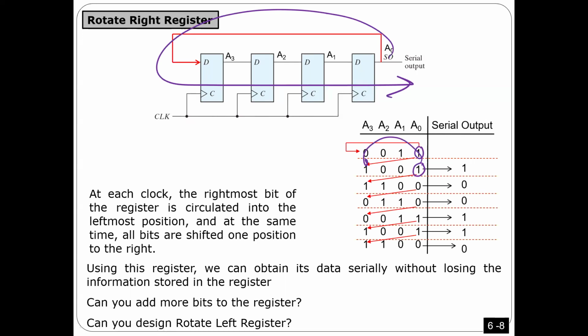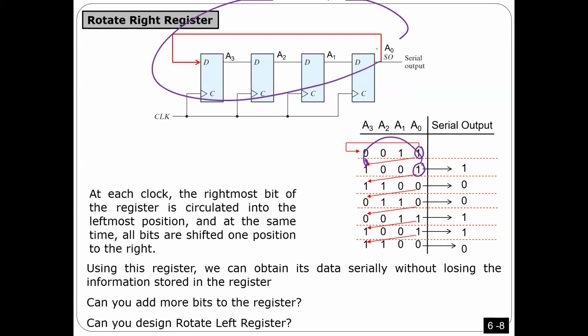When you shift to the right, you rotate right. In case of rotate left, it has to be this way. How can you make it? It's very simple. Everything is the same, but this one has to be D, this one has to be Q. This one D, this one Q. This one D, this one Q. This one D, this one Q. And this time, this arrow has to be this way. Output here, input here. Pretty easy, right?